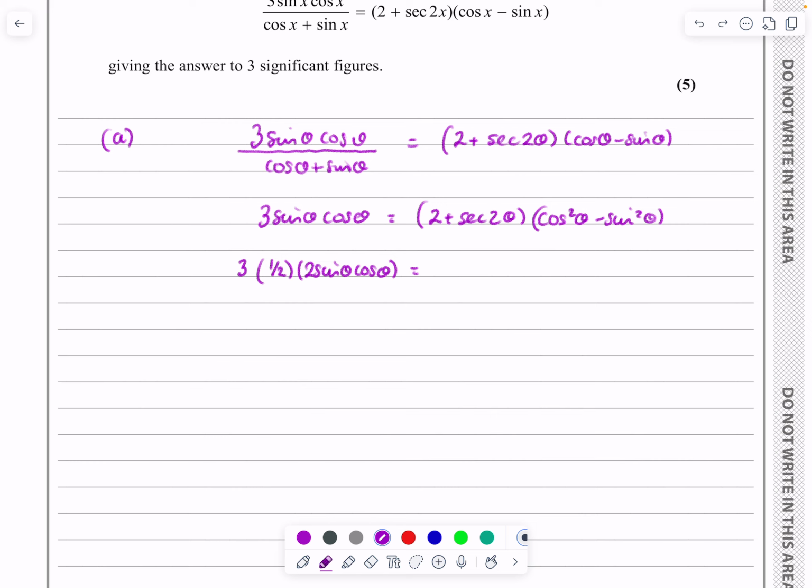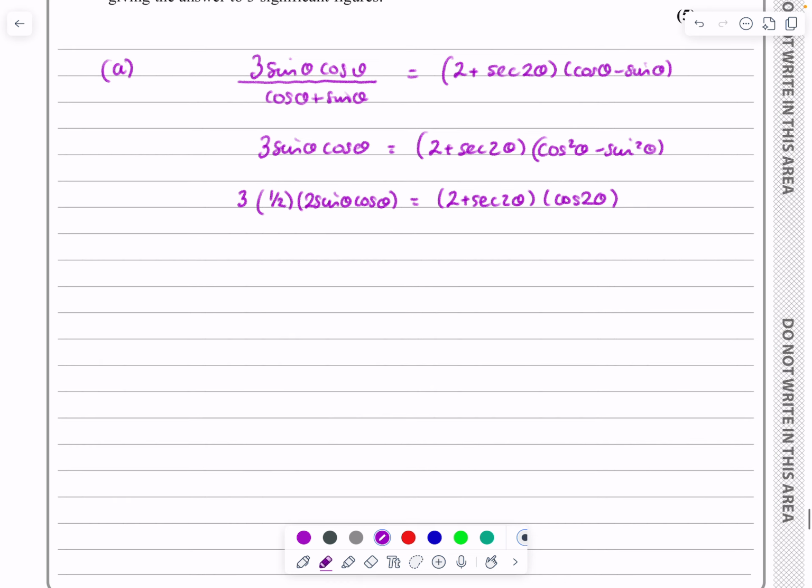So on the left hand side I've done something, and then on the right hand side all I'm going to do is say, yeah, that's cos 2 theta there. So now on the left hand side 3 times a half is 3 over 2, and this bit in brackets is sine 2 theta. And on the right hand side I'm going to multiply it out. I'm going to get 2 cos 2 theta. Now you can write sec 2 theta cos 2 theta if you want, but sec 2 theta is 1 over cos 2 theta. So actually that's just going to cancel out to be equal to 1 there.